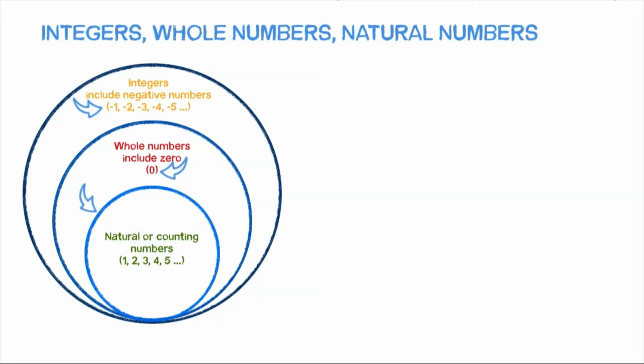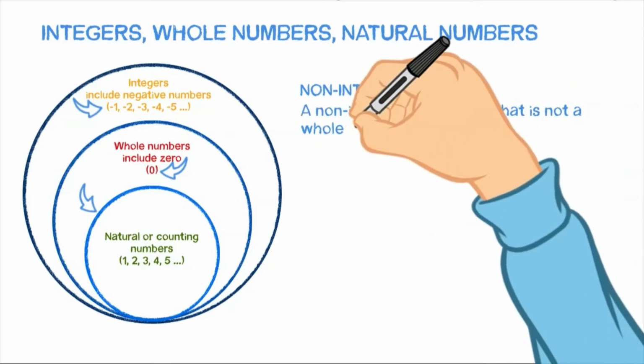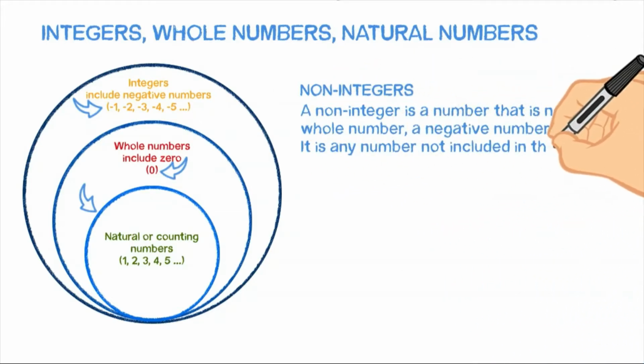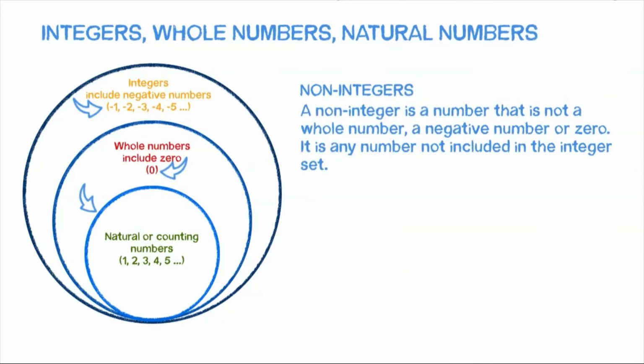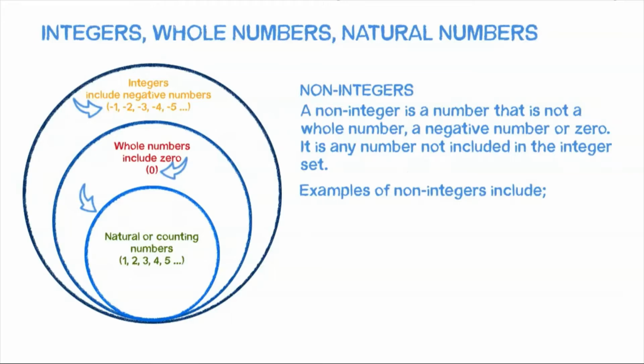You may be thinking, what about non-integers? A non-integer is a number that is not a whole number, a negative number, or 0. It is any number not included in the integer set. Examples of non-integers include decimals, fractions, imaginary numbers, pi.